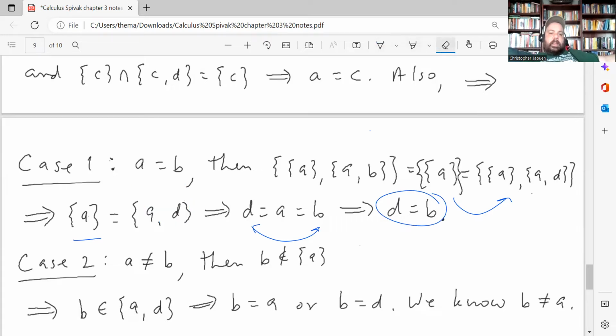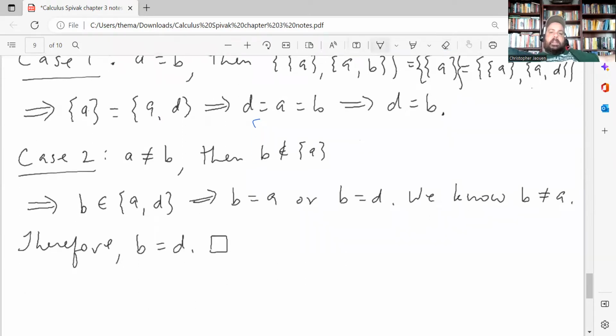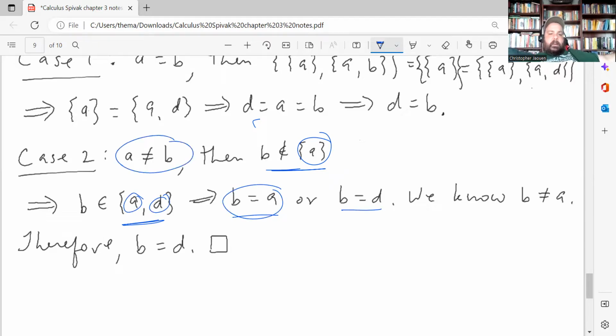Case two is where A is not equal to B. So if A is not equal to B, then B is not an element of this singleton set, which means that B has to be an element of this set, the set containing A and D. And that means that B is either equal to the element A or it's equal to the element D, but we know that B is not A by our assumption here. So that means that B has to be equal to D, and that proves the theorem.